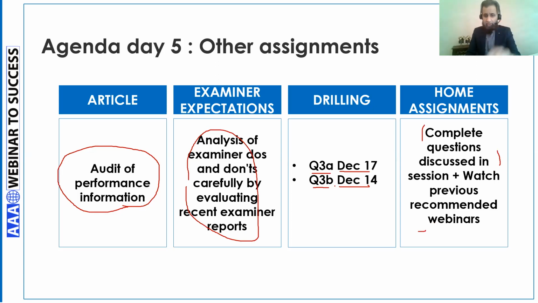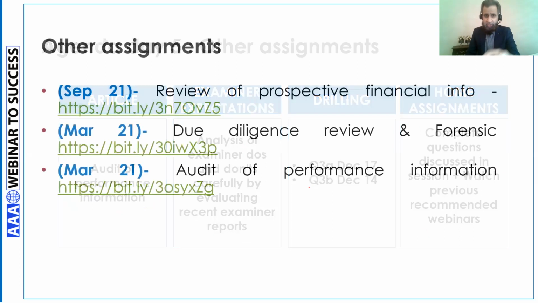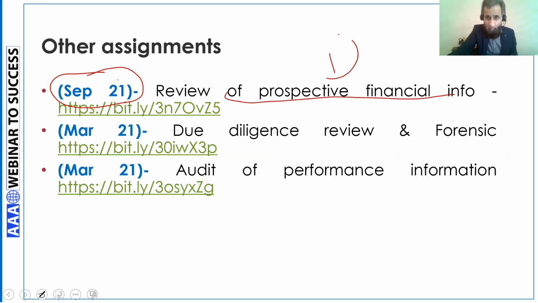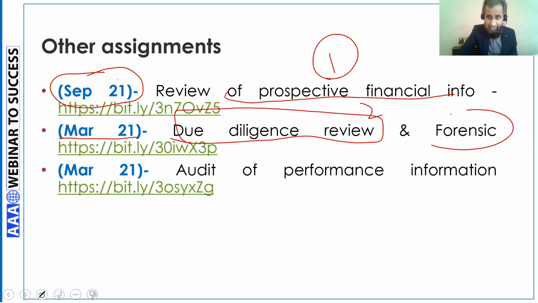Okay, that's great. So for the previous webinars, look at these 3 on your screen. How many assignments do we have in your syllabus? 4. I've covered each and every one of them in my previous webinars, so I carefully selected the ones you should watch. You should watch the September 21 webinar because it will give you very good guidance on the review of prospective financial information. That's number 1. Then you should watch the March 21 webinar. That will give you guidance on the due diligence review. That's number 2. Forensic, that's number 3.